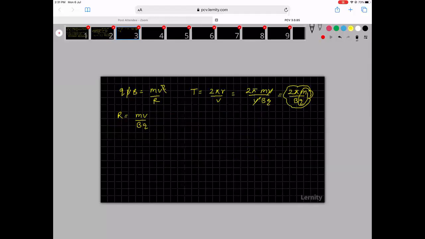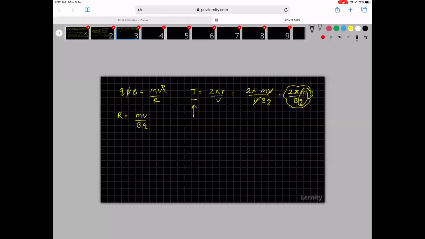M by Q ratio means each type of charged particle will have a specific M by Q ratio. The time period is also going to determine the frequency with which you are going to change the electric field. So only those particles which correspond to that particular M by Q ratio will get accelerated. The others won't get accelerated. So the cyclotron will help you separate charged particles. It helps you accelerate particles, and then it helps you get high energy particles.